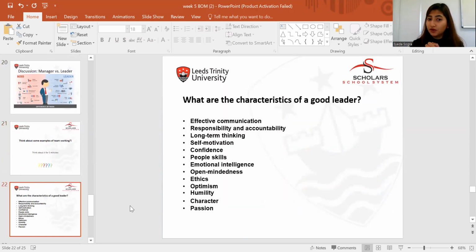So what are the characteristics of a good leader? Effective communication, responsibility and accountability, self-motivation, long-term thinking, confidence, people skills, emotional intelligence, ethics, open-mindedness, optimism, character, passion.